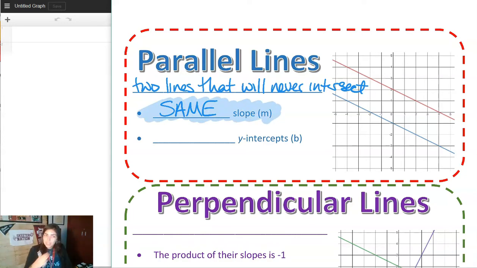They have the same incline, which means they will never cross each other. They do, however, have different y-intercepts, just so that they're different lines. So parallel lines look like that, where they're never going to intersect on that graph, and they have the same exact slopes.